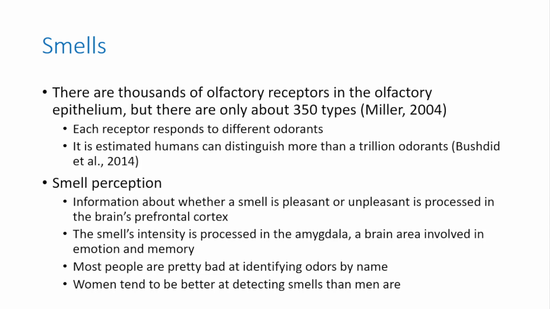So when we're talking about smells, there's thousands of these olfactory receptors, but there's only about 350 types of them. And so each receptor responds to different types of odorants. So it is estimated that humans can distinguish more than about a trillion different types of odorants through the interaction of these about 350 different types of receptors.